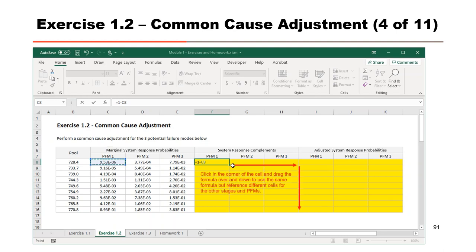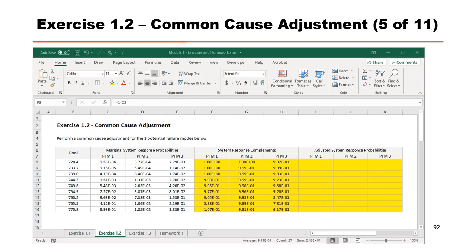We can then click in the corner of the cell and drag the formula over and down to use the same formula, but reference different cells. This completes the intermediate step and fills the middle portion of the table. The complement of the system response probabilities are shown here.